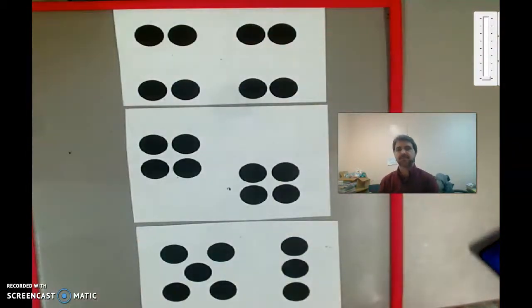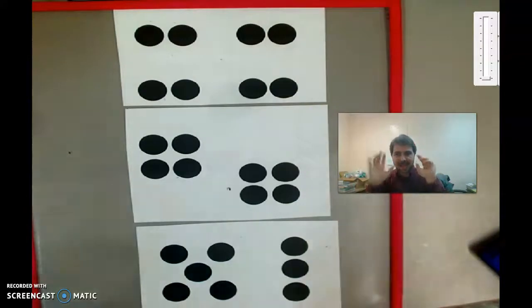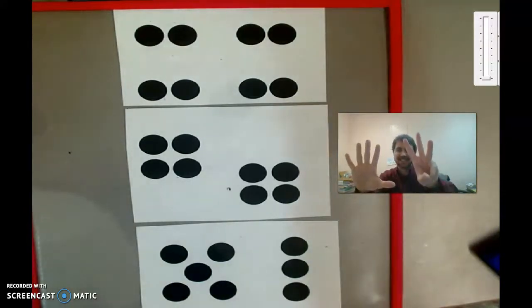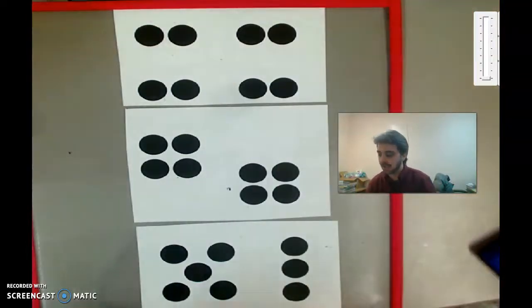What do you see? How many dots do you see on each card? Who says 5? Anybody see 6? Let's do it this way. How about 7? How about 8? How about 9? How about 10? I see 10. Just kidding. I see 8. No, that's 7. I see 8. Let's take a look.